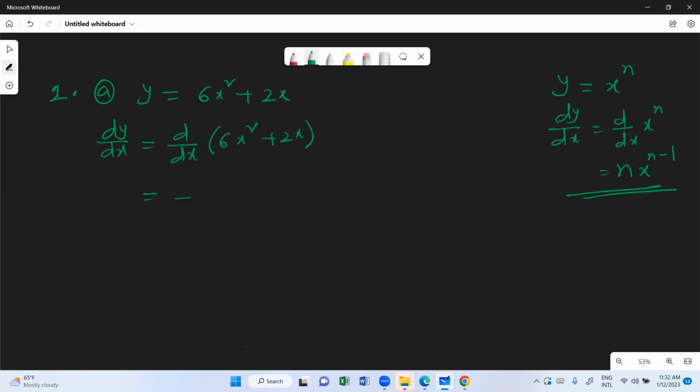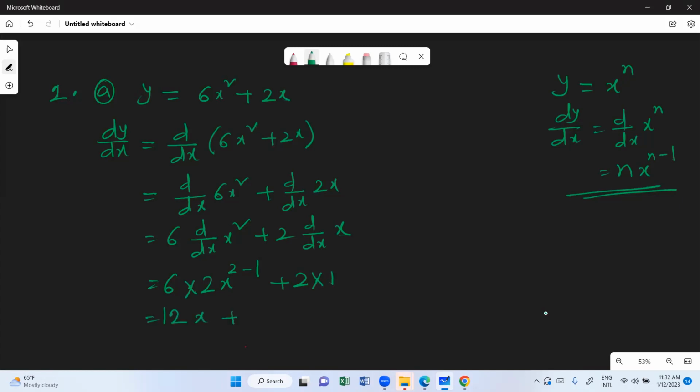So if we differentiate separately, d by dx of 6x square plus d by dx of 2x, the constant comes first: 6 d by dx of x square, plus 2 d by dx of x. Then 6 times 2x to the power 2 minus 1, plus 2. Differentiation of x with respect to x is 1. So 2 times 6 is 12, x, plus 2. So dy by dx we get 12x plus 2.